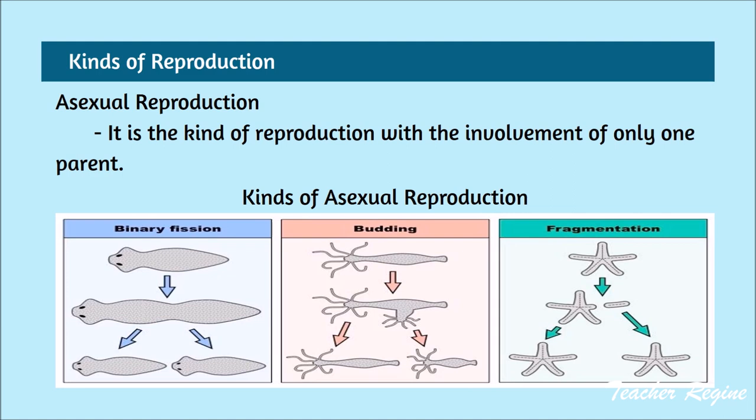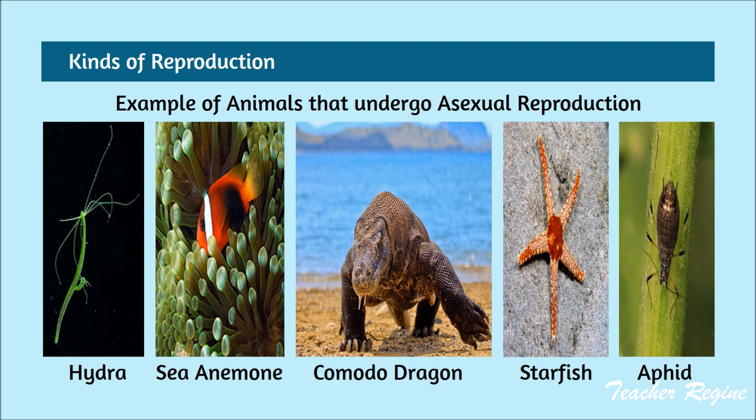Asexual reproduction. It is a kind of reproduction with the involvement of only one parent. Kinds of asexual reproduction. We have binary fission, budding, and fragmentation. Example of animals that undergo asexual reproduction. Hydra, sea anemone, Komodo dragon, starfish, and aphid.